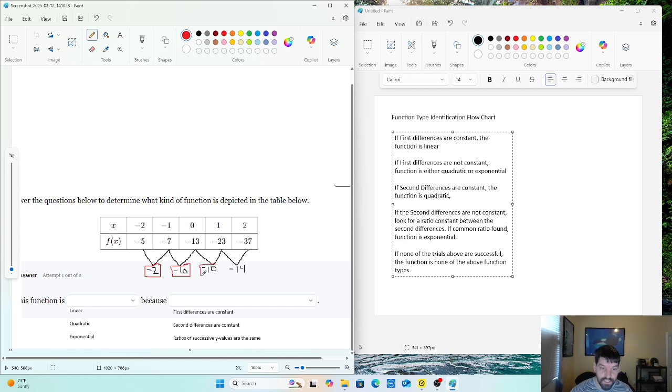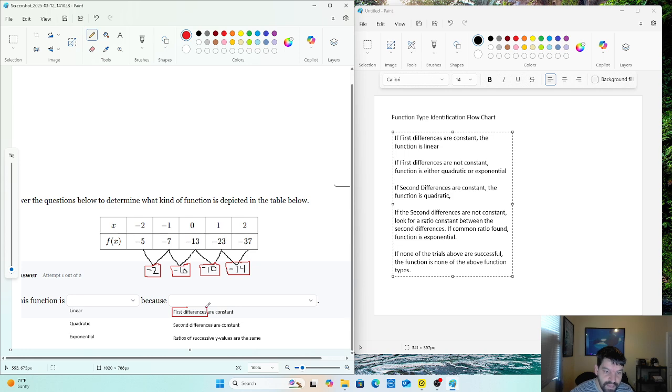Now, as you can see upon observation, these differences are not the same. If they were the same, they would have the same exact difference. So it would be -2 from -5 to -7. It'd be -2 from -7 to its next one, which would be -9, if that was the case, and so on and so forth. That would be if the first differences are constant.